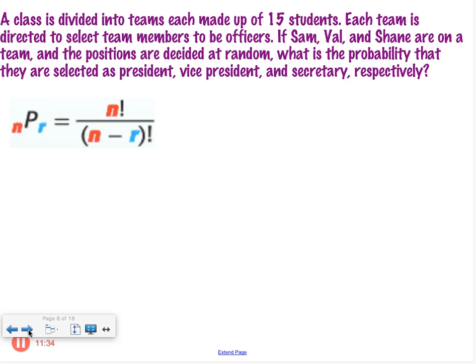So what's our n? 15. So 15 factorial over what goes down here? 15 minus 3, factorial. Okay, what's 15 minus 3? 12.